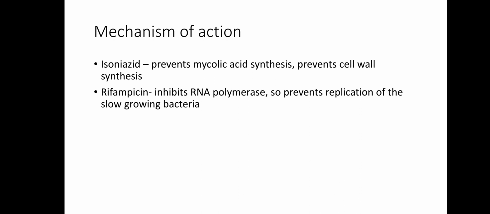So it's bactericidal. Rifampicin, however, inhibits RNA polymerase, and RNA polymerase is used in replication of the TB. So it does not actually kill the TB, but it stops replication, so it's bacteriostatic. So it affects more of the slow-growing bacteria, while isoniazid rapidly kills the existing bacteria.